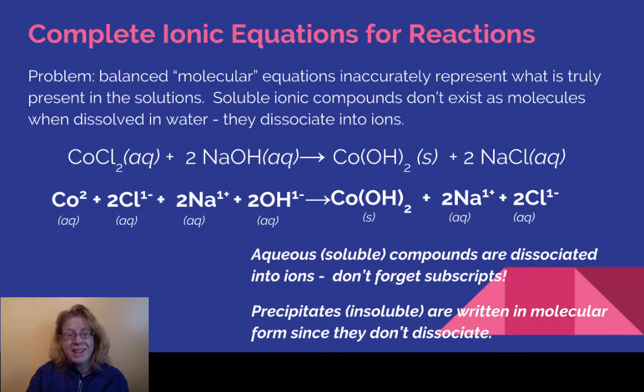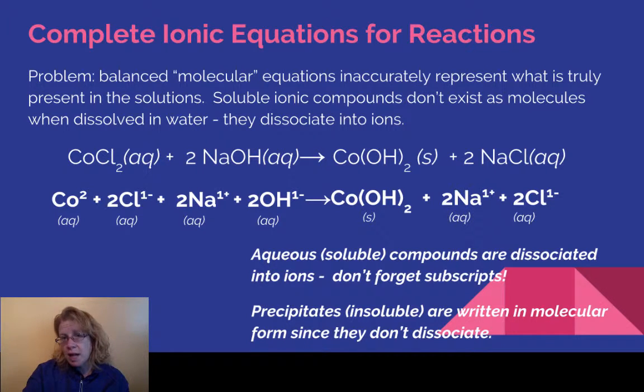Precipitates, on the other hand, are insoluble, and they're the ones that stay in molecular form. So that's that cobalt hydroxide. Notice how when I wrote this ionic equation, I did not separate that one out because those two are so tightly bound to each other that they stay stuck and they form that precipitate and settle on down. So those are the key big ideas. If you see something that's aqueous, you write it as ions.